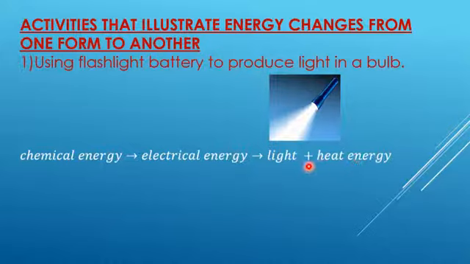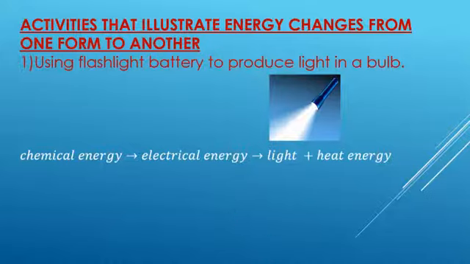Here you should be careful: the heat is added with a plus, an addition sign. You must also note that we don't use a dash to connect the forms of energy, but we use an arrow, meaning that the energy is being transformed from one form to the other. So take note of these features in order to write the correct energy changes or transformation.